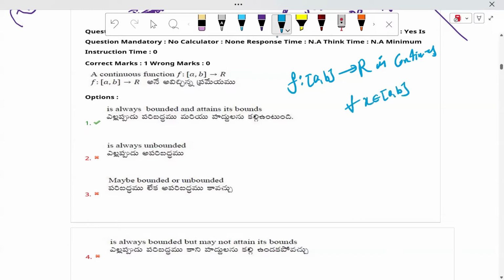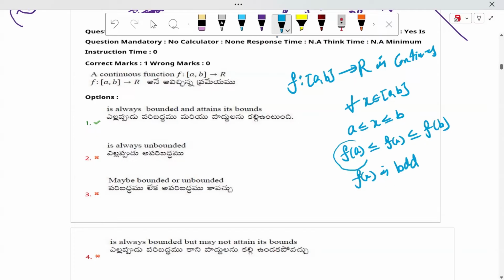We know that for all x, a is less than or equal to x is less than or equal to b. So function f apply చేయండి. f of a is less than or equal to f of x is less than or equal to f of b. అంటే therefore f of x is bounded, ఎందుకంటే ఇన్ఫిమమ్ వాల్యూ అవుతుంది ఫంక్షన్ కి, సుప్రీమమ్ వాల్యూ అవుతుంది. అంటే ఫంక్షన్ is bounded.